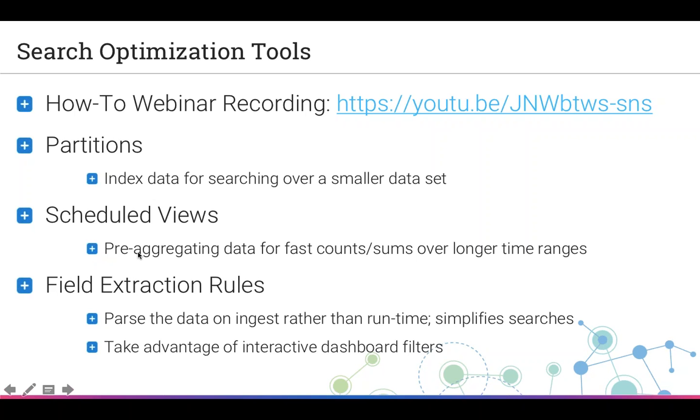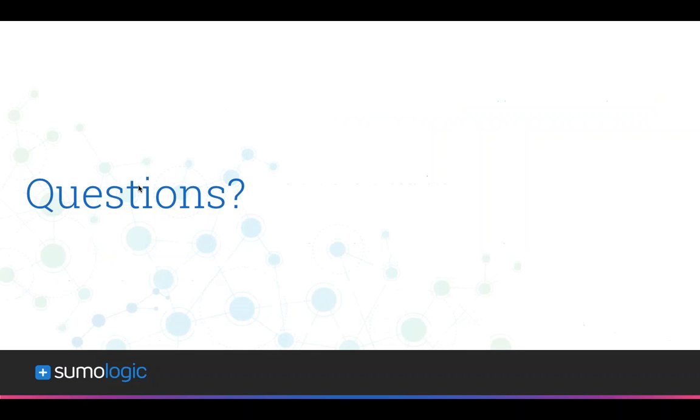Scheduled views is the ability to pre-aggregate your data so that you can get faster counts and sums over long time ranges. That way, when you create a search, your data is already aggregated. And partitions is the ability to store data in different indexes. So instead of searching one big bucket, you can say, no, my data is definitely not in these 5 buckets, it's just in this smaller bucket. So you can partition your data so that you can go directly to an index where you want to search your data.